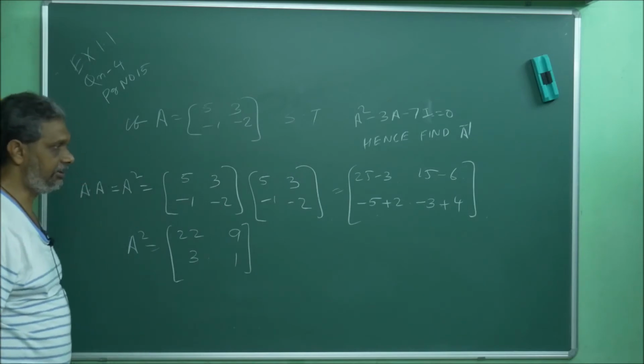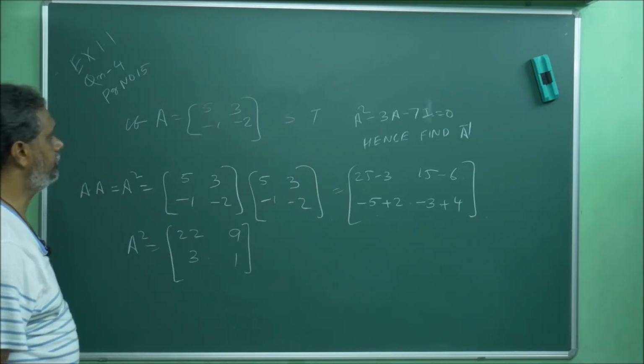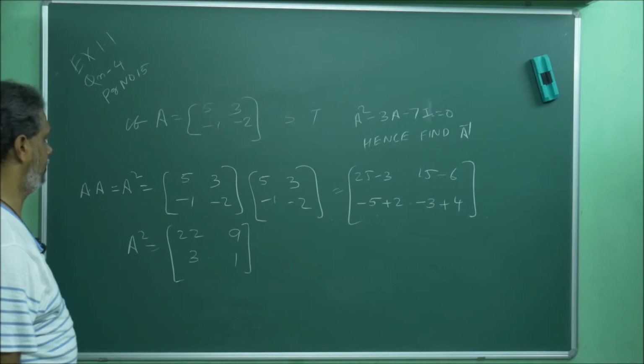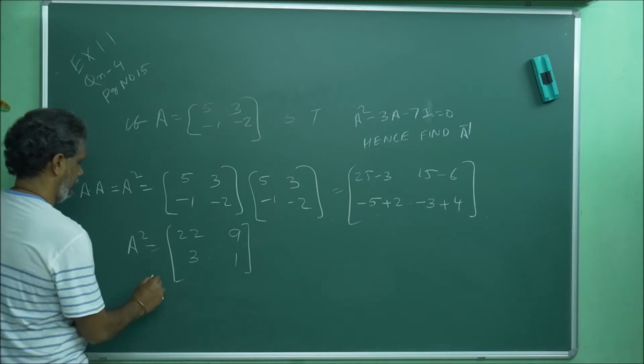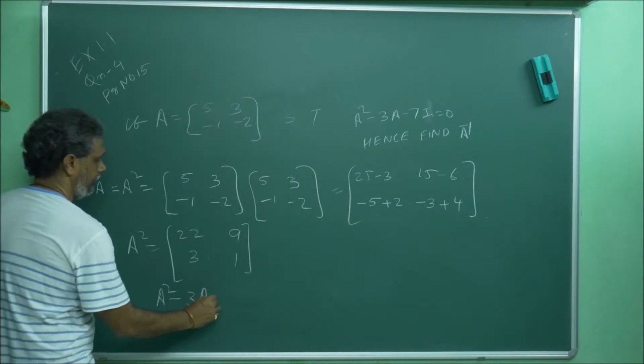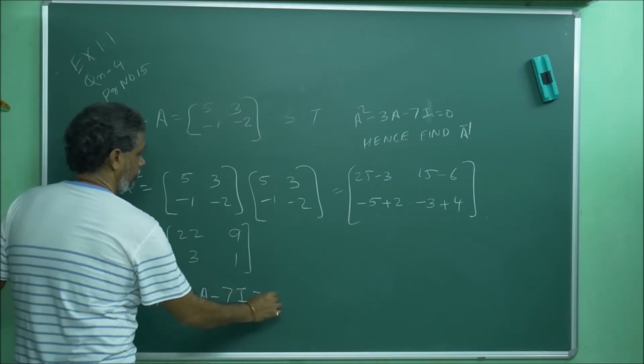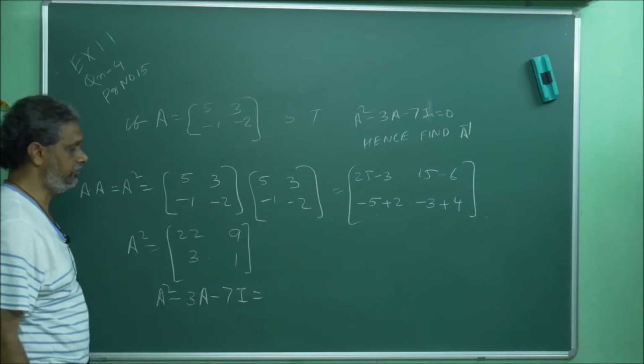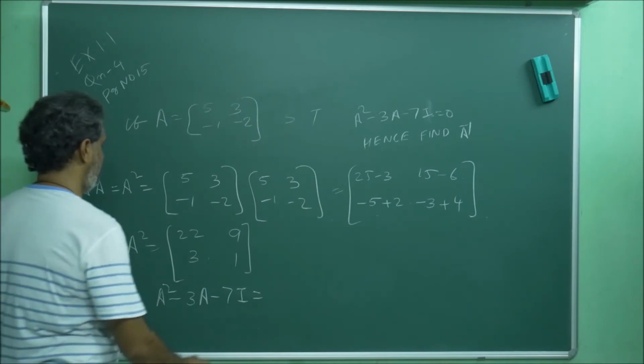Then A square is available in my hand. Then what do I want to do? A square minus 3A minus 7I, prepare. A square minus 3A minus 7I is equal to 0. You have to prove this is the 0 matrix. A square is what?